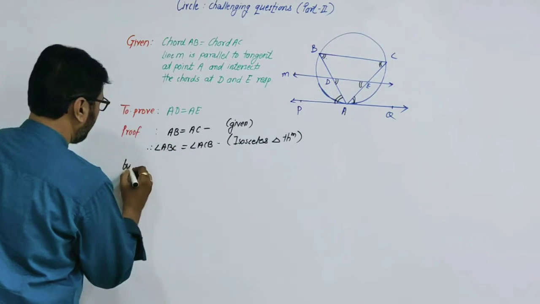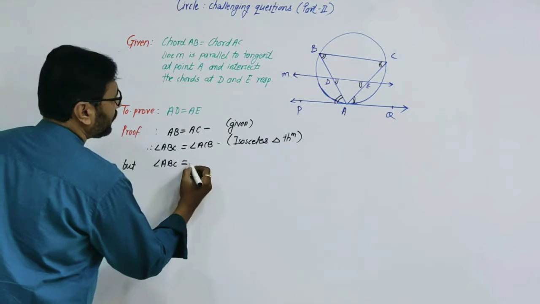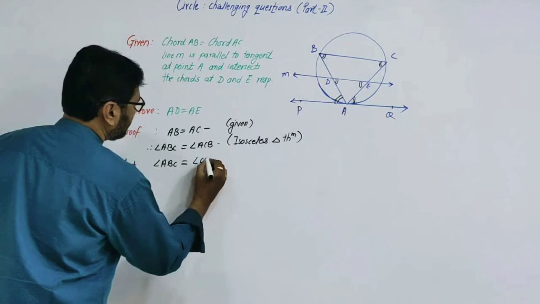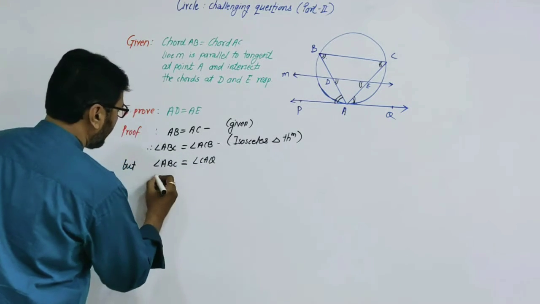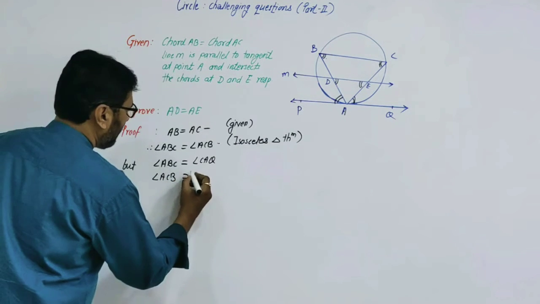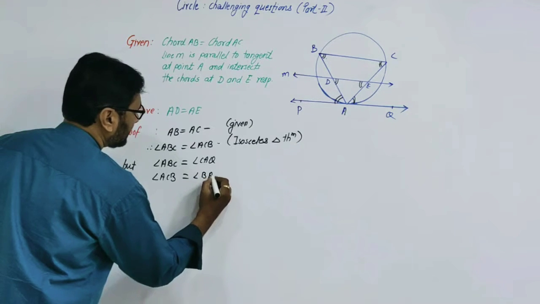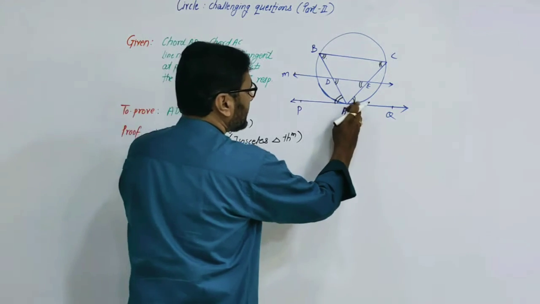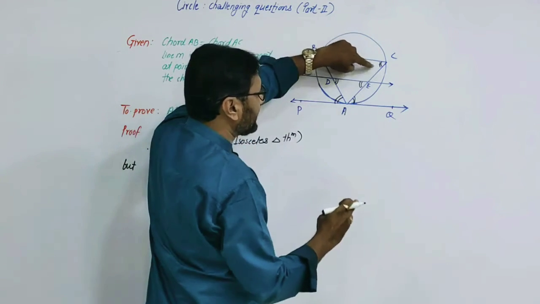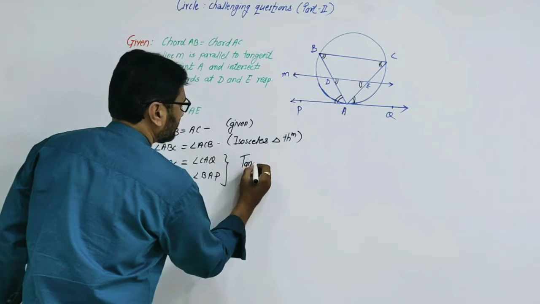But angle ABC is equal to angle CAQ and angle ACB is equal to PAB, or BAP, you can say. This angle is equal to this angle is equal to this angle. Tangent secant theorem.